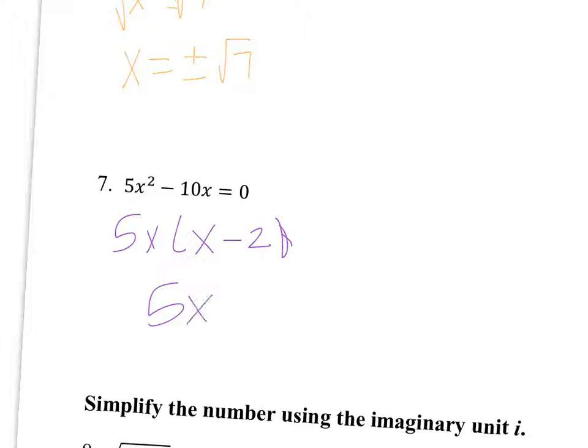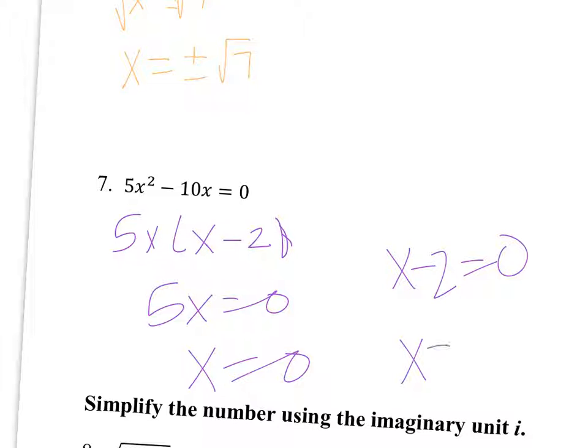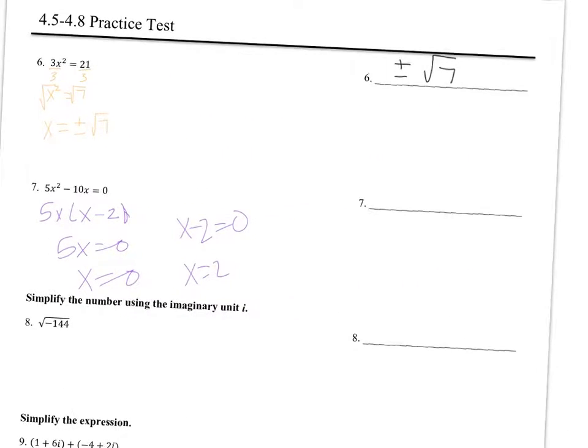So 5x is equal to 0. x minus 2 is equal to 0. So x is equal to 0. Here I'd have to add 2. x is equal to 2. So again, on my nice little line, whoopsies, didn't mean to do that. I would write 0 and 2 as my two answers.